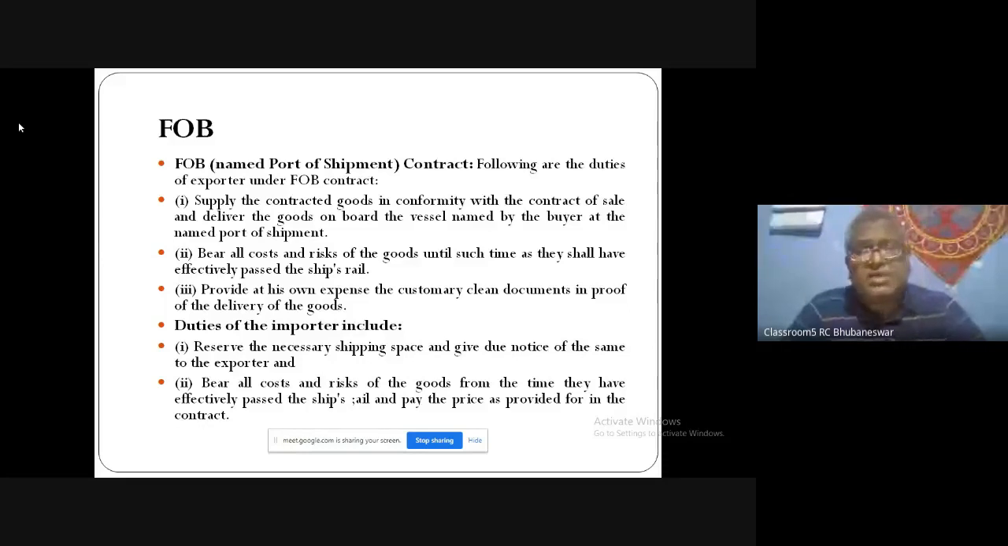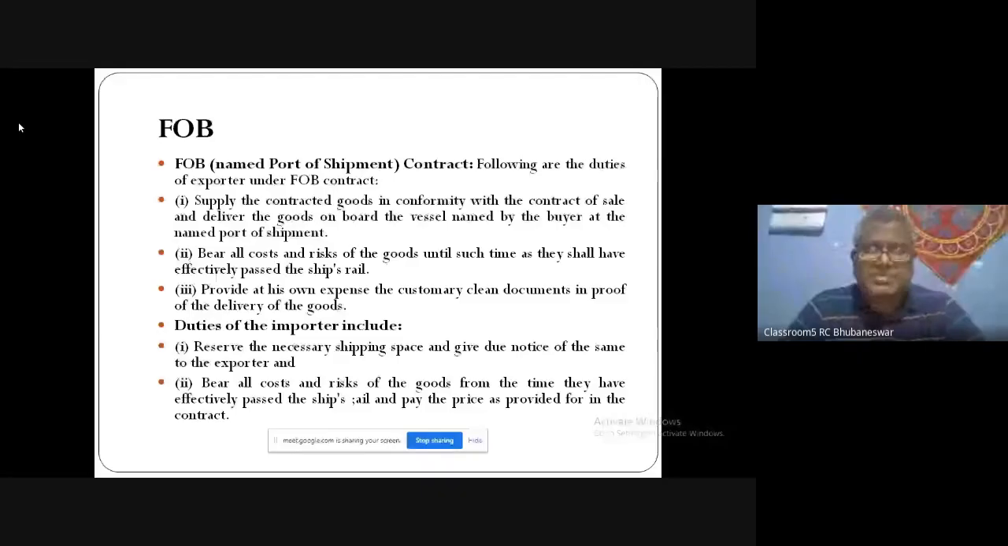These are some of the points related to the FOB contract, but what is the duty? The duty is that, with due notice, the goods are sent at the right time and right place, and the payment can be made. For that particular contract, these are called the FOB contract.